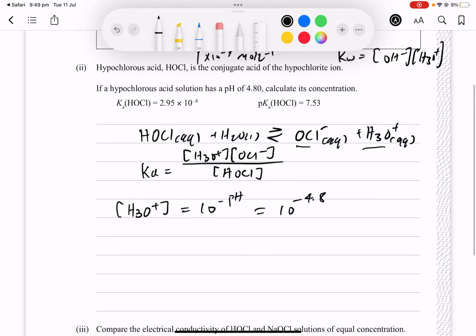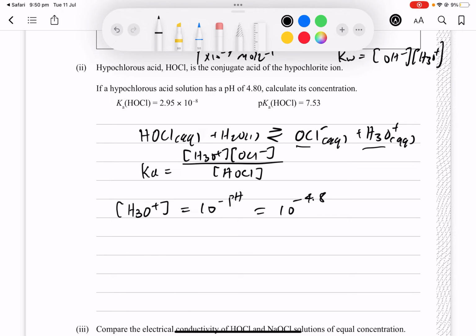And we will assume that the final concentration of HOCl is equal to the initial concentration of HOCl. Since HOCl is a very weak acid, only a very small amount of HOCl will dissociate in water to form its ions. So we will assume that this amount is so small as to be negligible, so that the initial concentration of HOCl is equal to the final concentration of HOCl. So we're just going to plug in the initial concentration of HOCl as our assumption is no change. If we plug those numbers in, we can find the HOCl concentration.